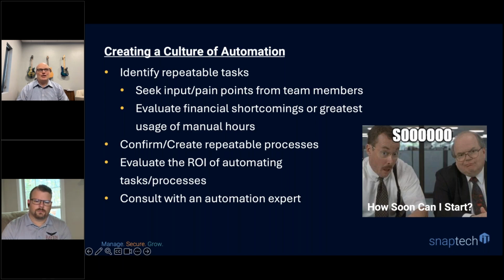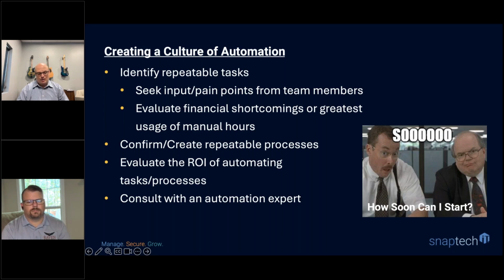I need to identify it. I need to seek input. I need to evaluate the financial shortcomings, confirm it's repeatable, evaluate the ROI, and then consult with an automation expert. You know, sometimes you can get great ideas by somebody helping you improve that automation.